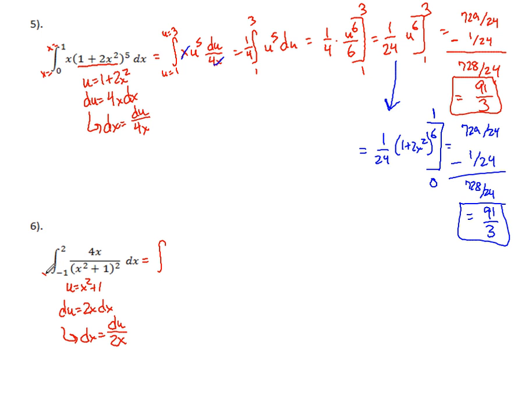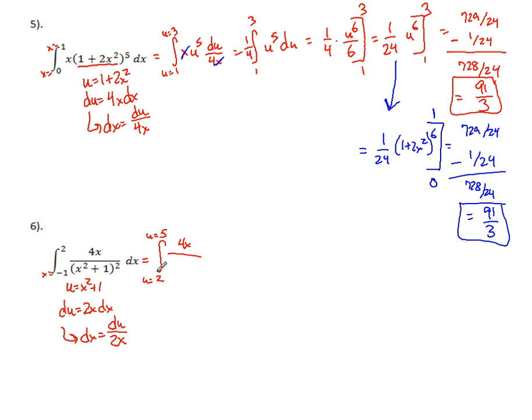If I plug in x equals -1, I would have -1 squared is 1, plus 1 is 2. U is 2. Same here at the top. When I plug in 2, 2 squared is 4, plus 1 is 5. So my new limits are 2 and 5.